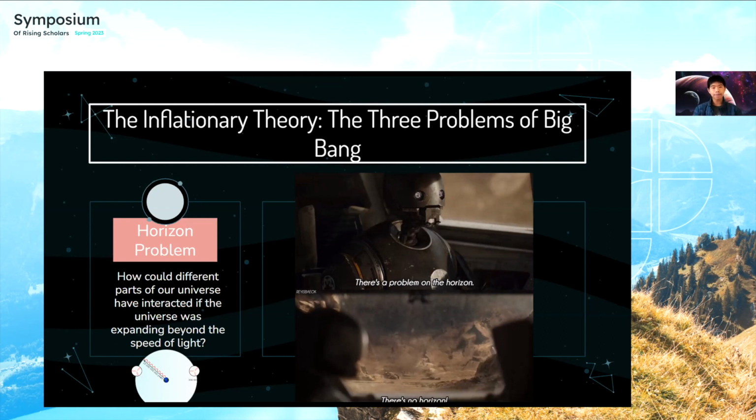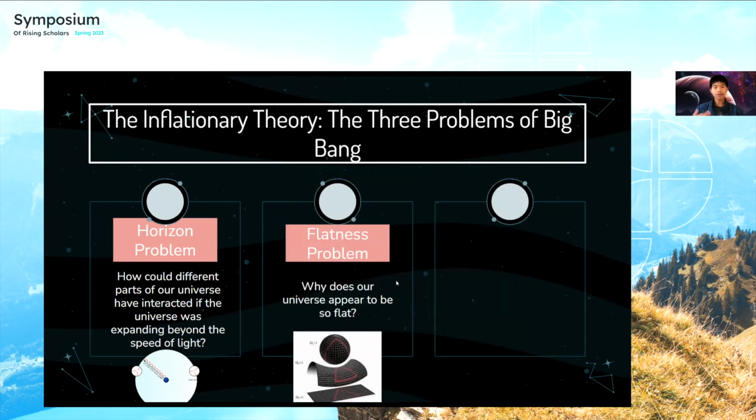Yet from experiments, we have found that our universe is relatively even in density, meaning that different sections of the universe have had to interact with each other. However, nothing travels faster than the speed of light. And therefore, how did the universe become so even and stable in density, despite not having different parts interacting? Secondly, we have the flatness problem. Why does our universe appear to be so flat? Now, I know that flatness in a universe is a rather abstract concept. So if you have any questions about it, please feel free to ask about it in the Q&A session.